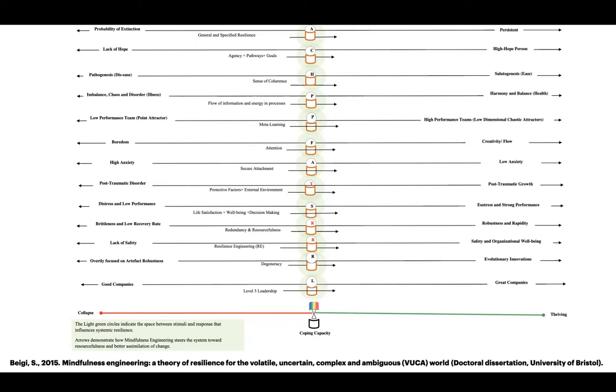the creation of a high-hope person, salutogenesis, which is health, harmony and balance, high-performance teams, creativity and flow, low anxiety, post-traumatic growth, eustress, which is positive stress, and strong performance, robustness and rapidity, safety and organizational well-being, evolutionary innovation, and great companies.